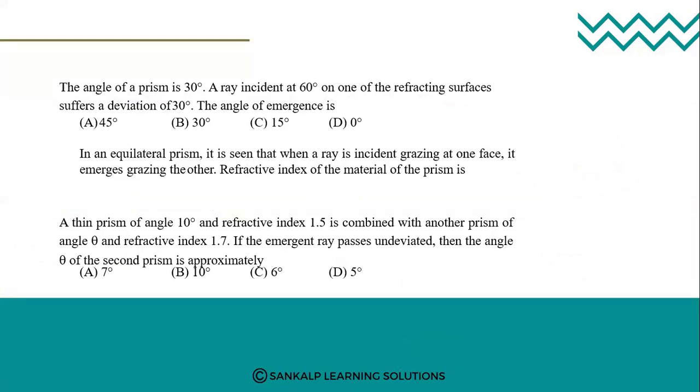Can you try this? See how to do this one. Here the angle of prism is given as 30 degree, and the ray is incident at 60 degree on one of the refracting surfaces, and suffers a deviation of 30 degree. We need to calculate the angle of emergence.